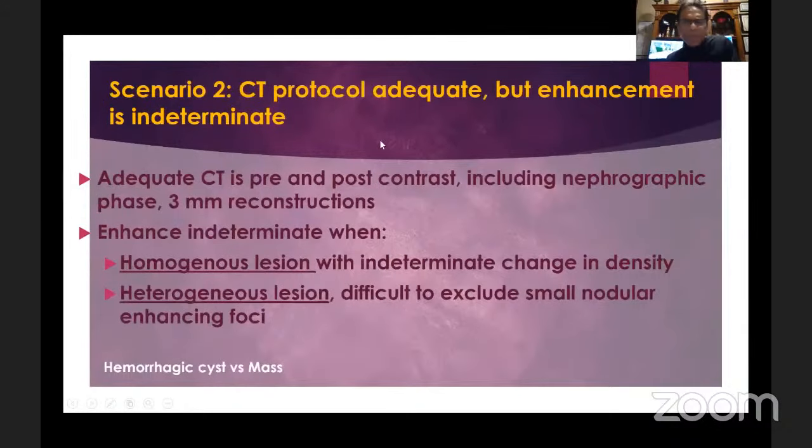So here the protocol is adequate, but still the lesions could be non-diagnostic. In a homogeneous lesion, if there is an intermediate change in density, that is an increase in density less than 20 Hounsfield units but more than 10 Hounsfield units, then those lesions are going to be indeterminate. Whereas if it is a heterogeneous lesion, then it's going to be difficult to exclude smaller nodular areas within the lesion.